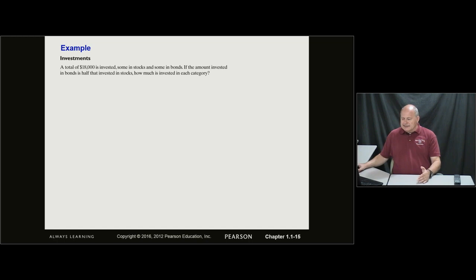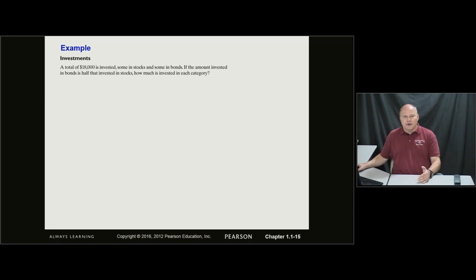So, it's talking about investments. It says the total of $18,000 is invested. Some of it in stocks and some of it in bonds. If the amount invested in bonds is half the amount invested in stocks, how much is invested in each category? Okay, that's the problem.